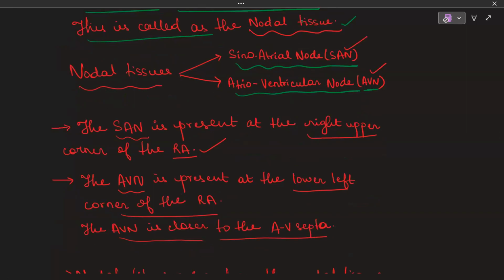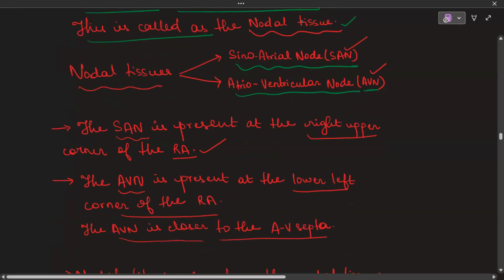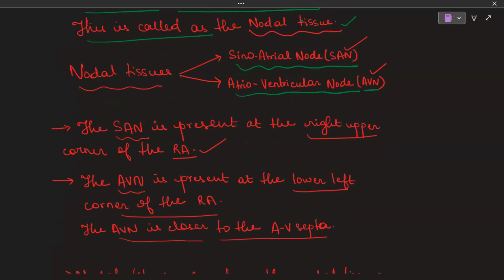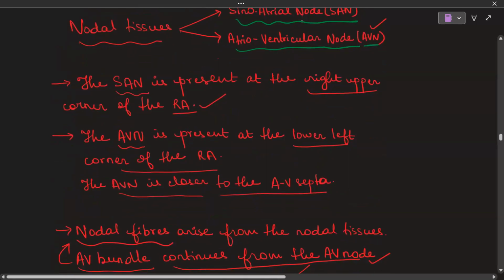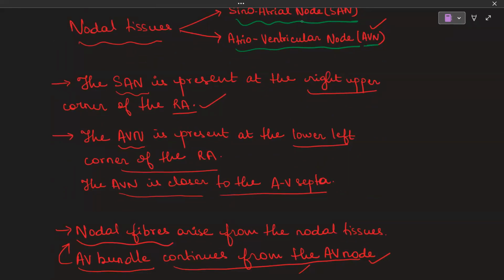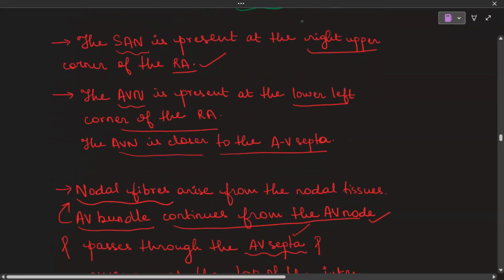Now, this SAN, the sinoatrial node, is present at the right upper corner of the right auricle. Not in the center, not in the bottom, but the right upper corner. This AVN, the atrioventricular node, is present at the lower left of the right auricle. Now this atrioventricular node is closer to the atrioventricular septum. It is very close to that wall.